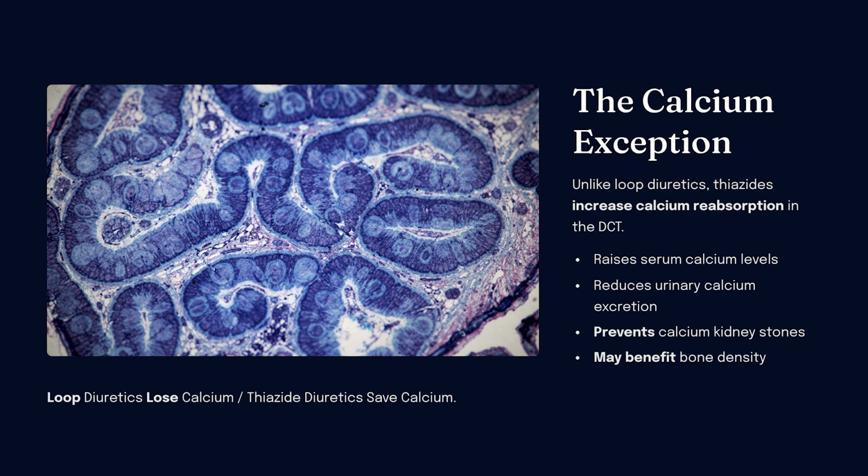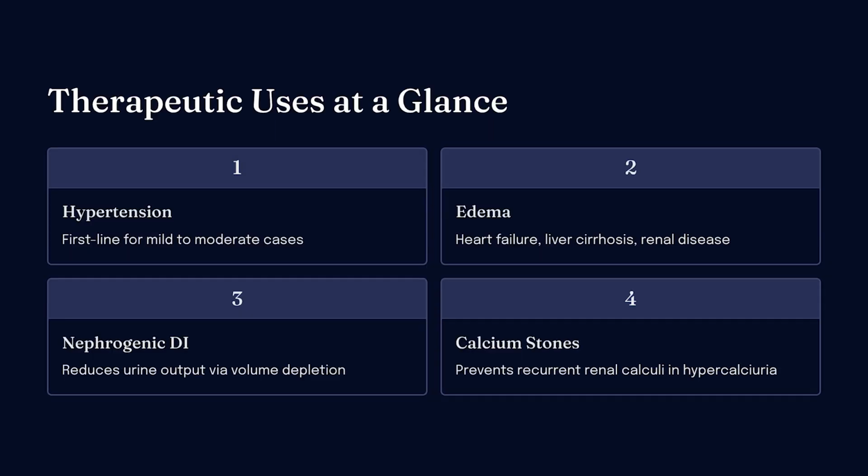First, by reducing urinary calcium loss, thiazides help prevent recurrent calcium kidney stones. Second, retaining calcium may benefit bone density, making thiazides a useful option in patients who are at risk of osteoporosis. So, remember this important exception. Loop diuretics lose calcium, whereas thiazide diuretics save calcium.